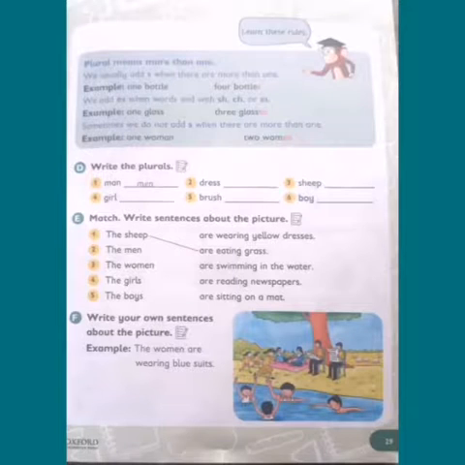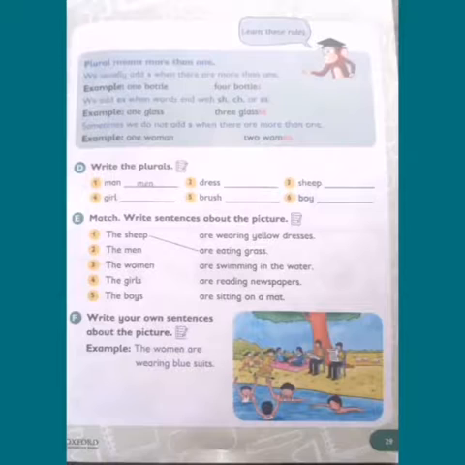Now class, you have to write all these words in the blanks with your pencil. Do it neatly. Come to the next part, match. Write sentences about the picture. We have to match these to write sentences about the picture. The sheep are eating the grass. As we have seen in this picture that the sheep are eating the grass, so we match the words the sheep with the sentence are eating grass.